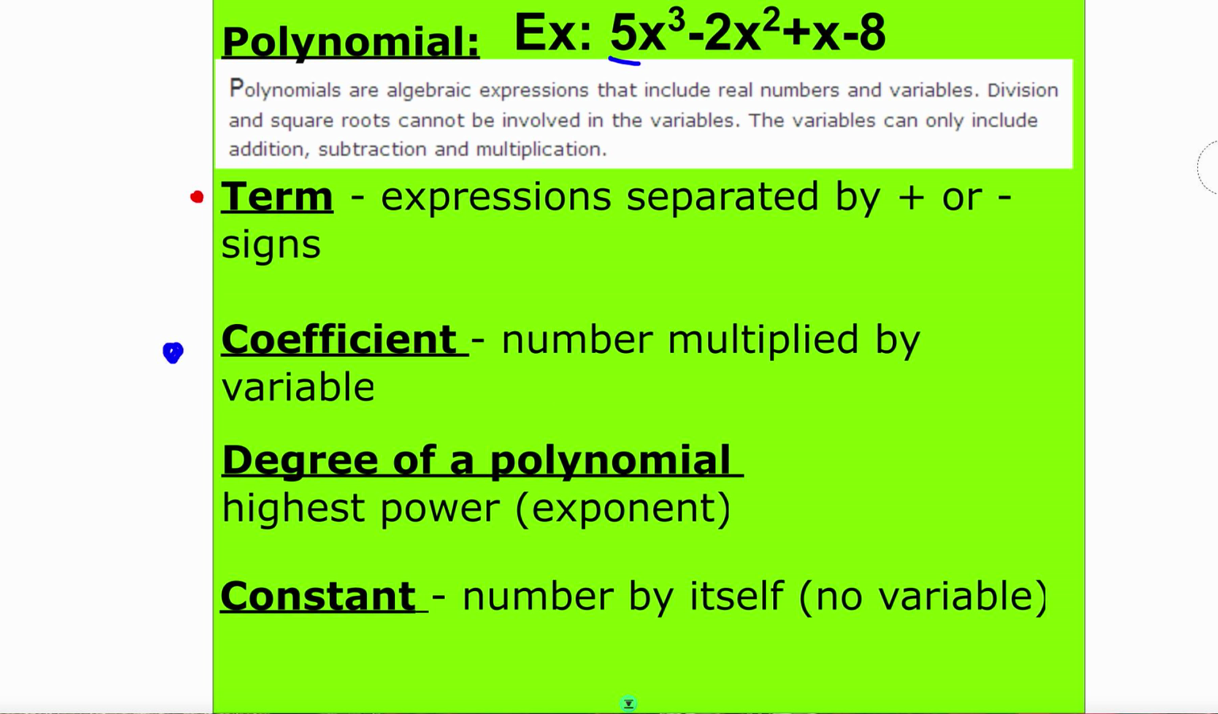The next word, degree. Degree refers to the highest power of a polynomial, so the highest exponent you'll see. The degree here, the highest exponent, is 3 in this case. The degree will tell you a lot about the polynomial when it's time to graph. And then the last vocab word, constant, is the number by itself, the number that's not attached to a variable. So in this example, the constant is negative 8.